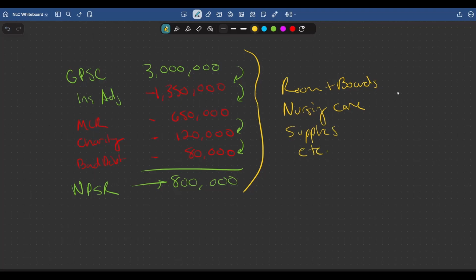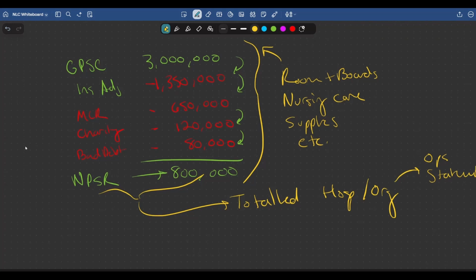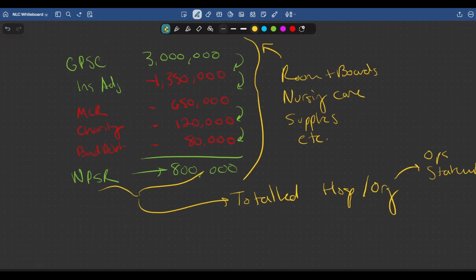And all of that is part of the gross patient service charges. And then all these other subtractions, and then you end up with this net patient service revenue. And then, of course, this gets totaled at the hospital level or the org level. And that shows up on the operations statement in the big management meetings. So that is essentially the net patient service revenue idea as a concept.